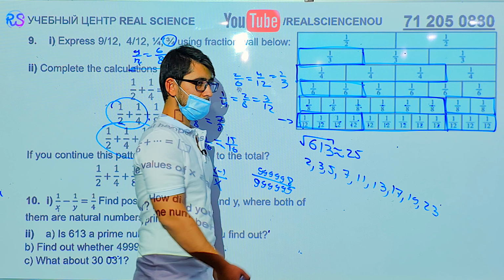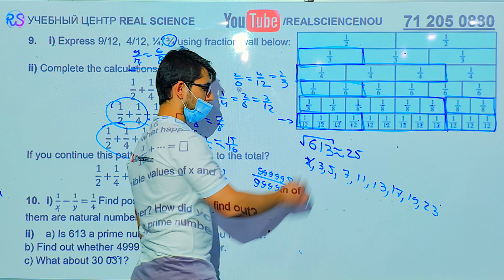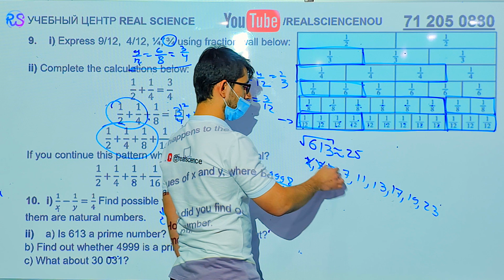613. Is it divisible by 2? No. What about 3? 5? 7? No, right? So none of them. It means 613 is a prime number.